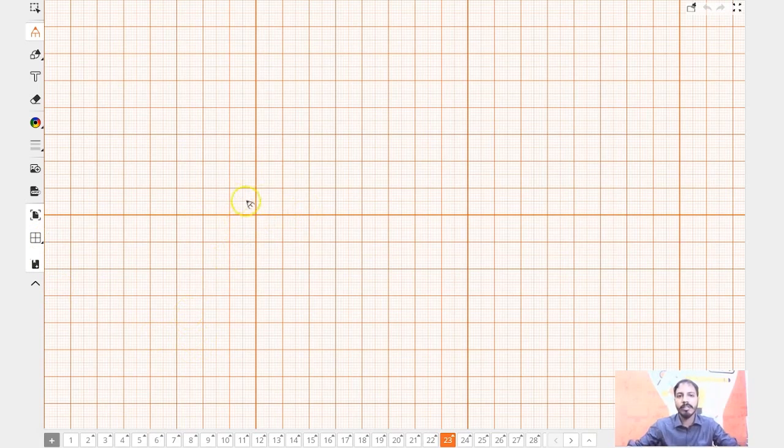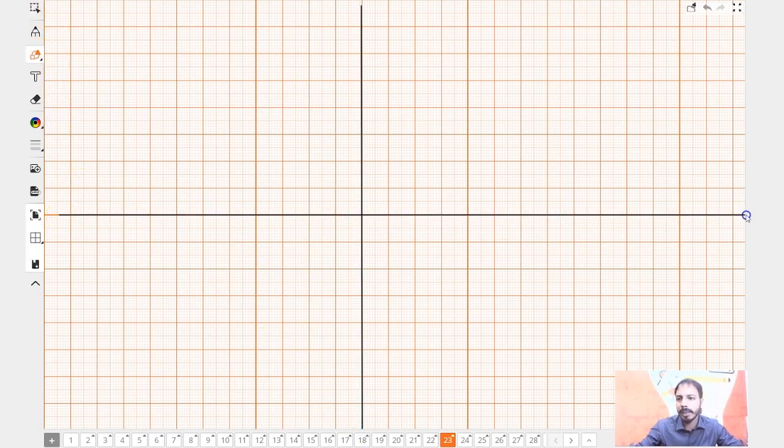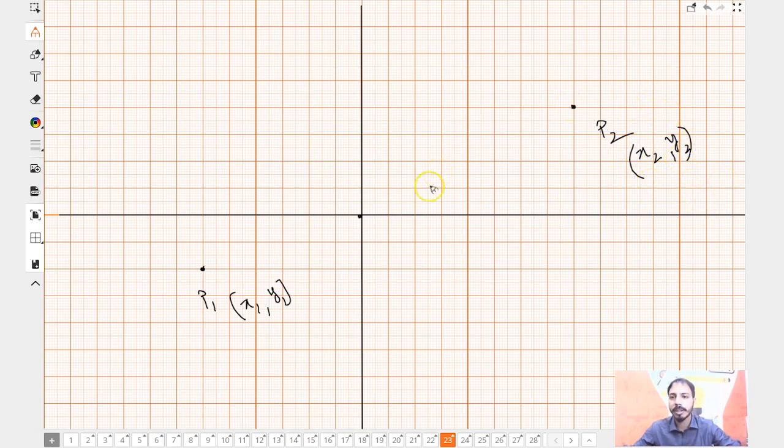For example, I'll give you an idea. Say this is my x-axis and y-axis, and this is the origin. The first thing I give you is one point P1 and a second point P2. This is x1 and y1 and this is x2 and y2. You have already learned how to find the distance between them.